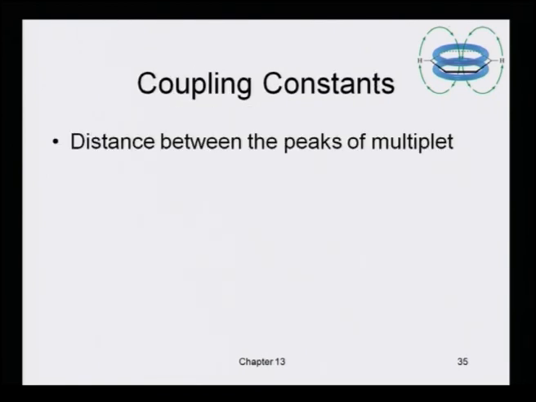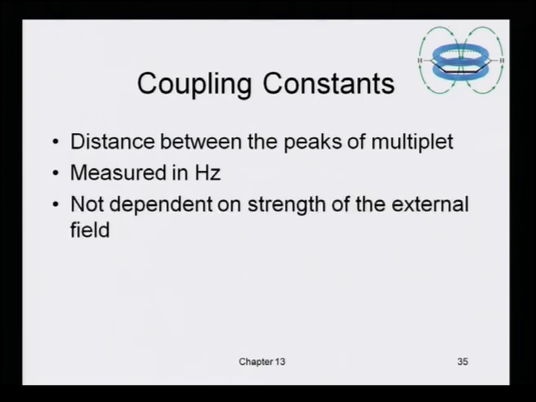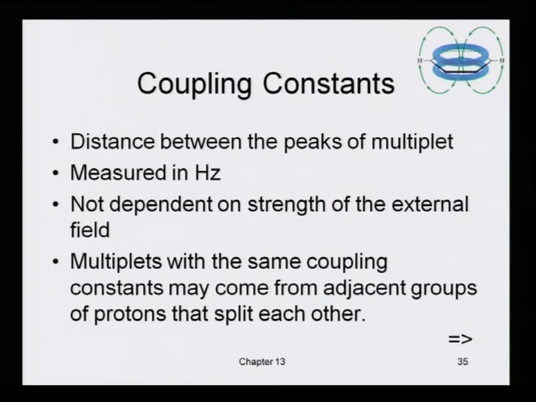Coupling constant. The distance between the peaks of a multiplet is also a very important criterion when we look at an NMR spectrum, measured in hertz and not dependent on the strength of the external field. Multiplets with the same coupling constant may come from adjacent groups of protons that split each other. So, coupling constant is again a very important feature of an NMR, as I said a while ago.